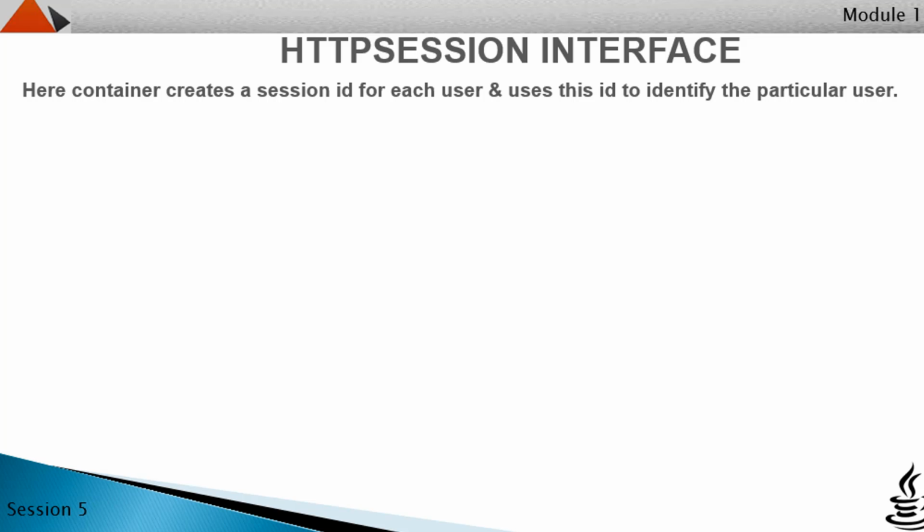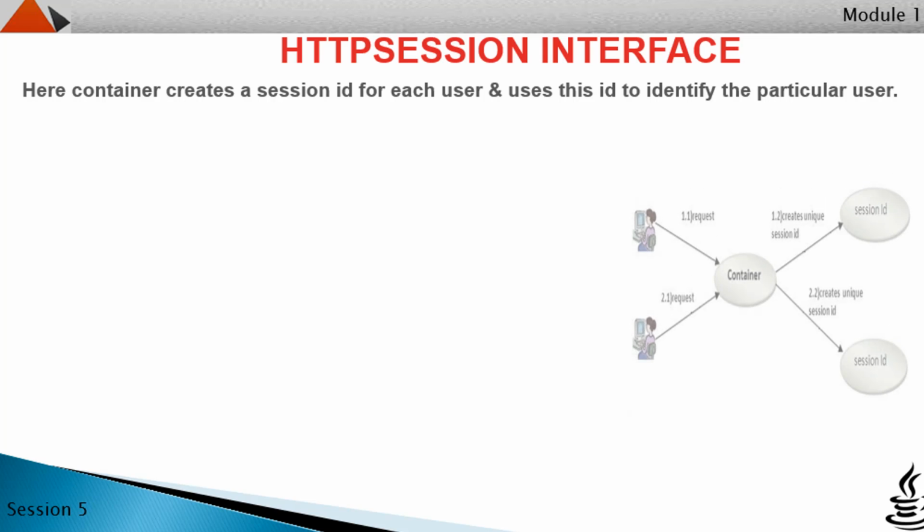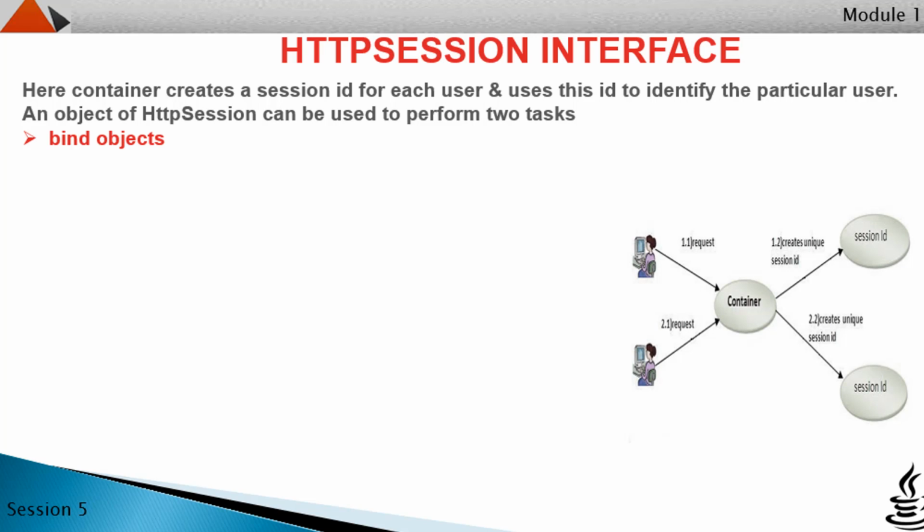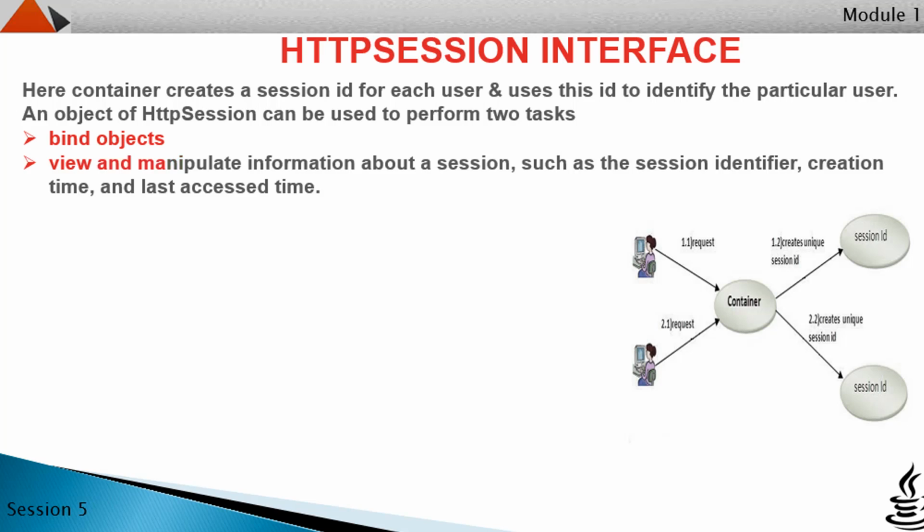Now let's discuss the HttpSession interface. In such a case, the container creates a session ID for each user. The container uses this ID to identify the particular user. An object of HttpSession can be used to perform two tasks: bind objects, and view and manipulate information about a session, such as the session identifier, creation time, and last accessed time.